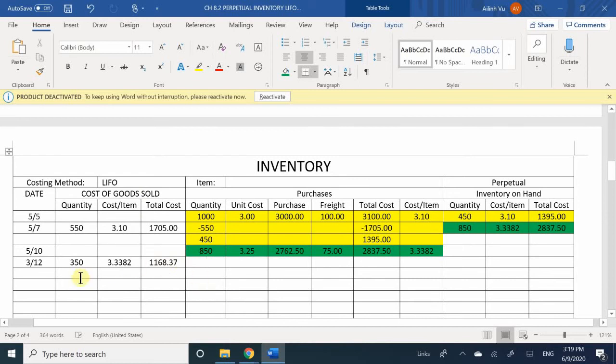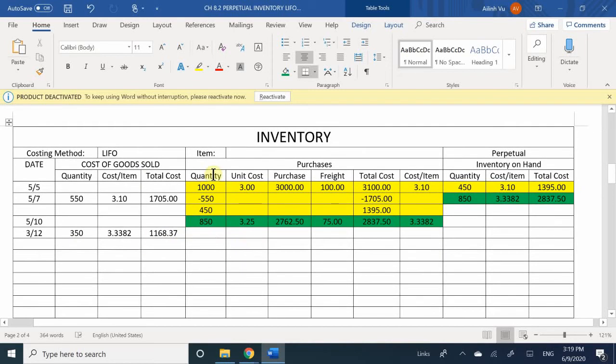Now that we know that we're taking from our green batch, we don't need to pull from the top. We can directly take it right out of here. So we sold how many items? 350. So what is 850 minus 350? 500. And here we have a total of 2337.50, and we're subtracting 1168.37. So what is my total here?